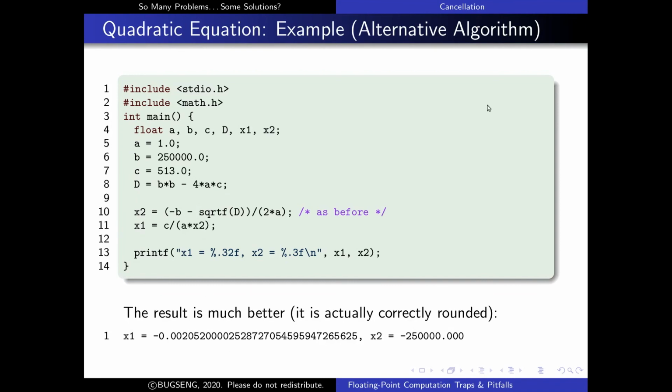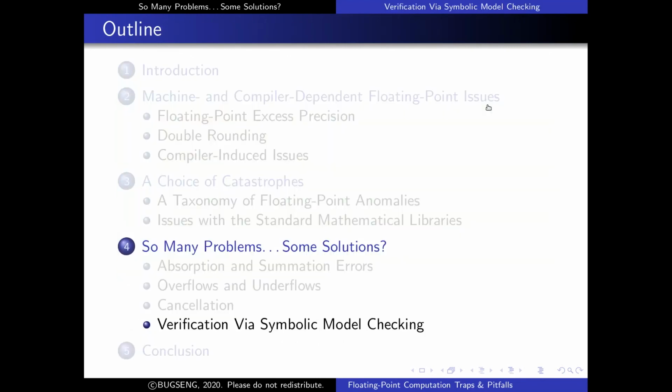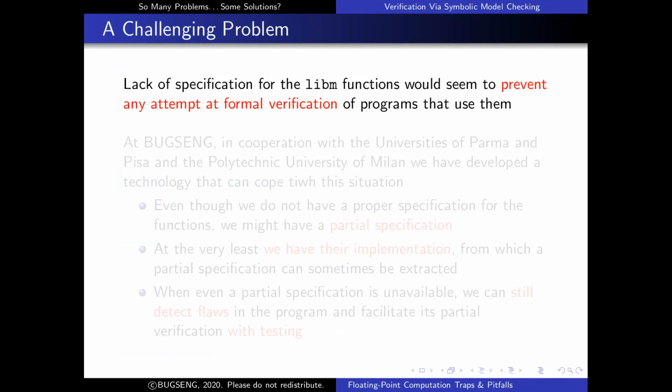In this particular case, it is actually correctly rounded. Okay. Now let's do the final thing about verification via symbolic model checking.